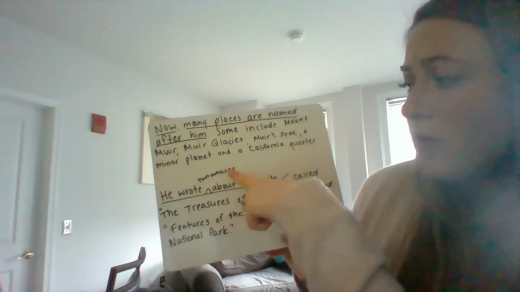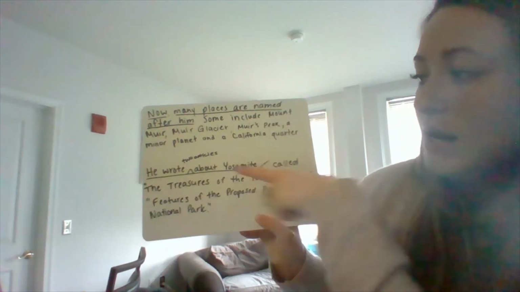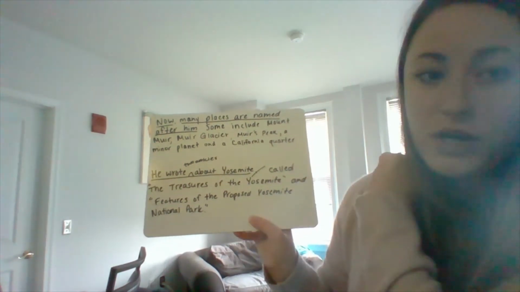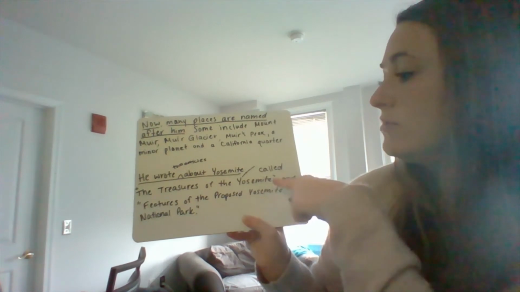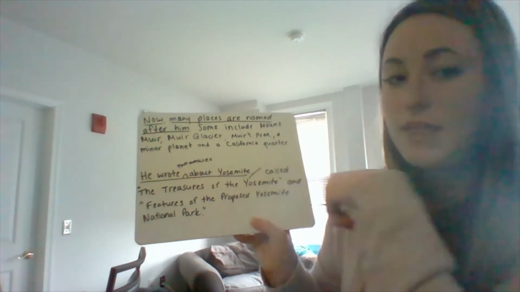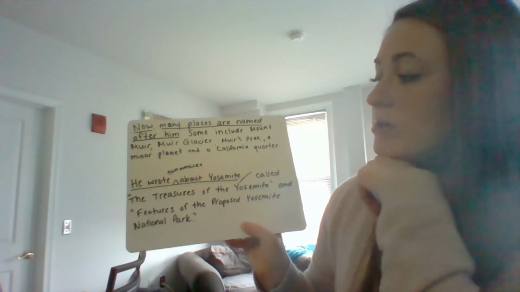He wrote two articles about Yosemite called "The Treasures of the Yosemite," and I put that in quotations because that's one title of an article, and "Features of the Proposed Yosemite National Park." I also put that in quotations, okay, because that's another name of the article. So I give you two specific names of what he actually wrote.